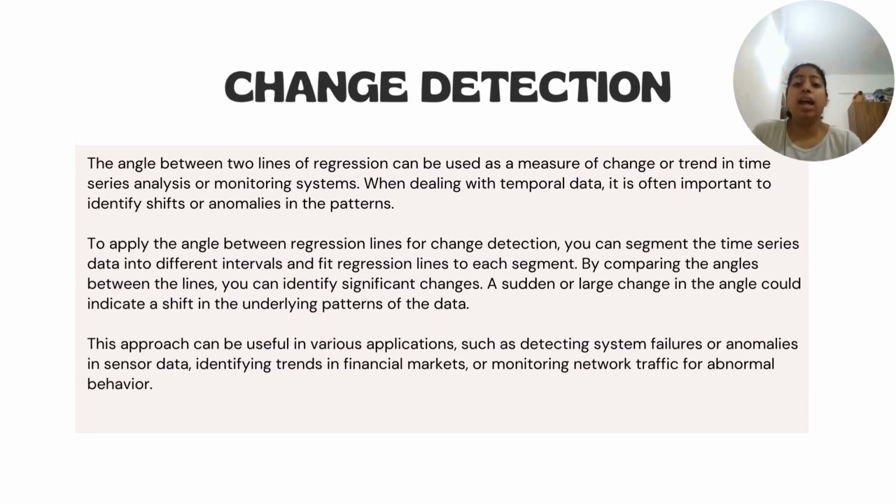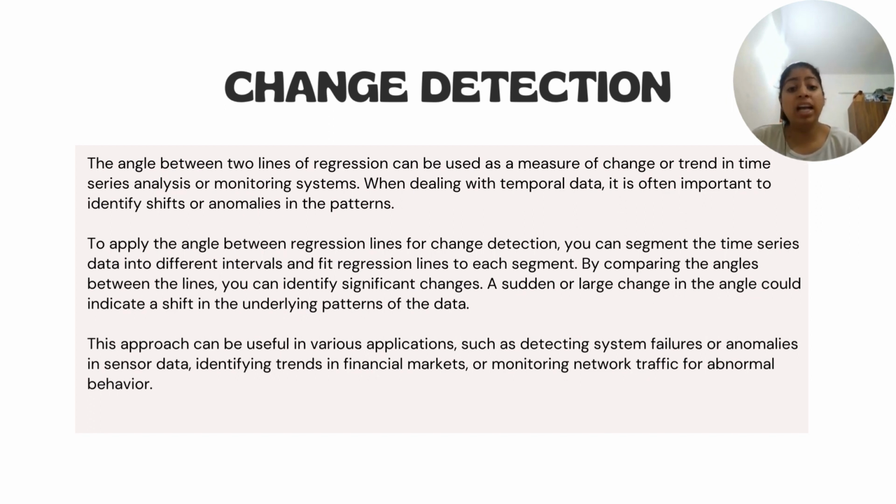Now, let's look at the second application, that is change detection. The angle between two lines of regression can be used as a measure of change or trends in time series analysis or monitoring systems. When dealing with temporal data, it is often important to identify shifts or anomalies in the patterns. To apply the angle between regression lines for change detection, you can segment the time series data into different intervals and fit regression lines to each segment.